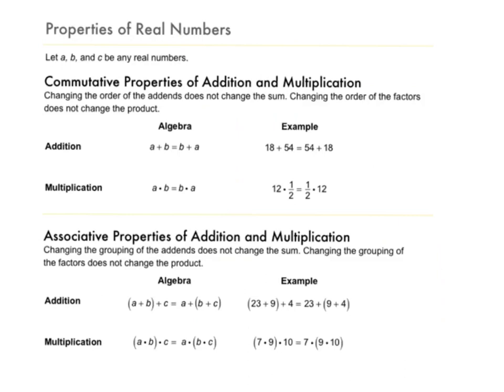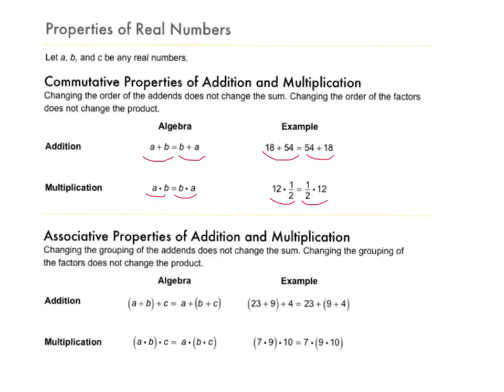So when we talk about the commutative property of addition, the numbers are just going to move around. So from A plus B to B plus A, or in a numerical example, 18 plus 54 equals 54 plus 18. So the numbers are just switched. Commutative property of multiplication works the same way. If we do A times B, it's the same as B times A, or 12 times a half is the same as a half times 12. So commutative property just means the numbers are being flipped around.